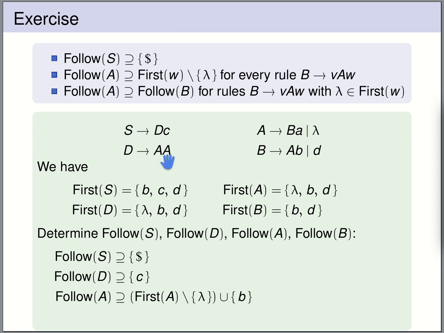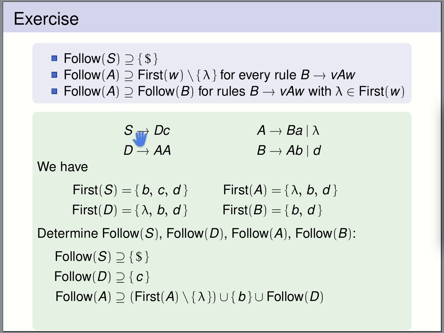So let's start with this occurrence. This occurrence is at the end of the right hand side, so it's followed by the empty word lambda. So clearly lambda is in first of W, lambda is in first of lambda. So whatever follows D can also follow this occurrence of A. So we have to take follow of D up into follow of A.